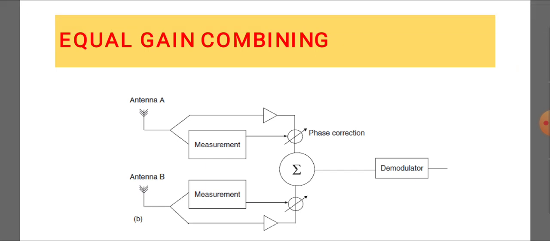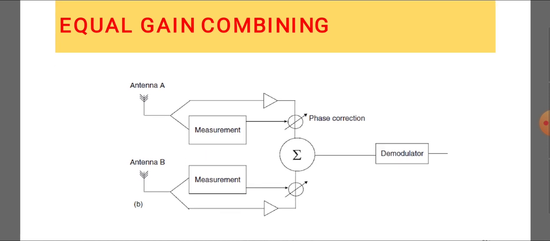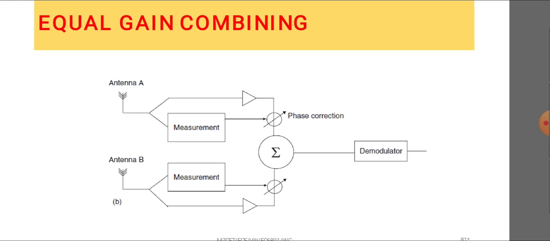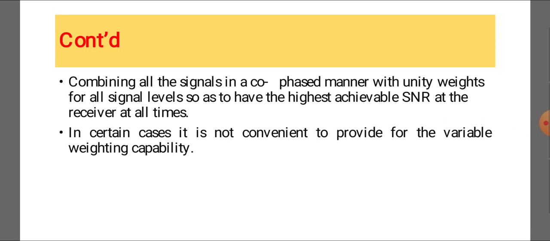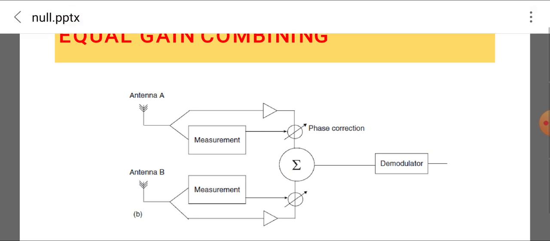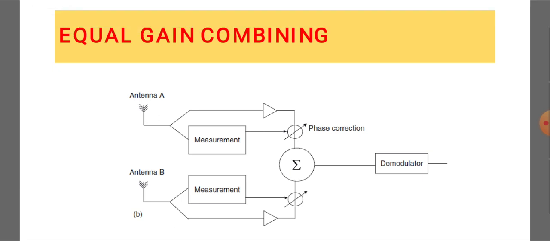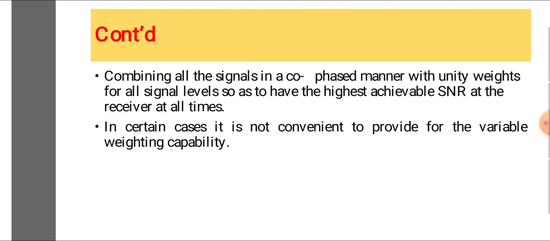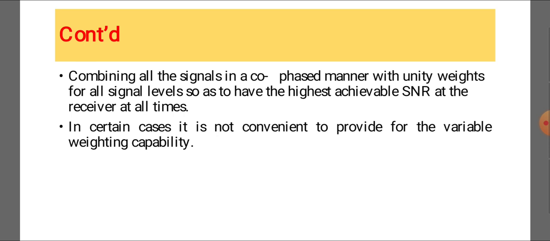Then the last combining technique is equal gain combining. In all situations, we cannot provide variable weighting capability, so all the signals coming from each branch are co-phased with each other and are multiplied with unity gain. So this will give the highest achievable signal to noise ratio at the receiver.